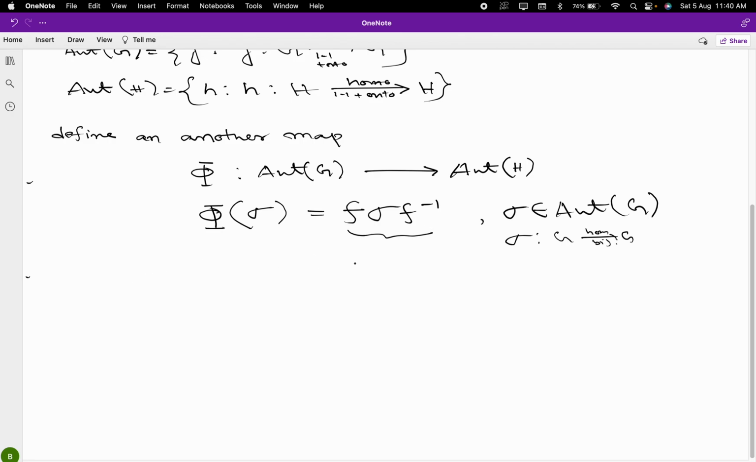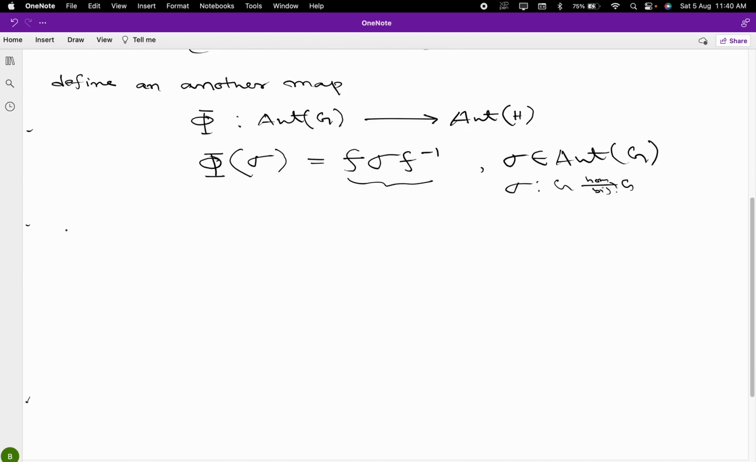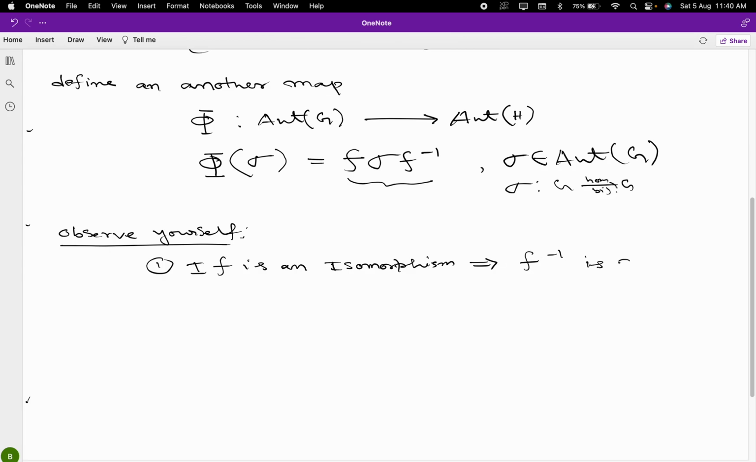How will you show it? See, f is a map from G to H. Try to observe those things. Observe yourself, because you have to observe this, otherwise you cannot learn mathematics. The first point: if f is an isomorphism, then f inverse is also an isomorphism. Isomorphism is homomorphism plus bijective, and if f is bijective, then f inverse is also bijective. Is it clear?